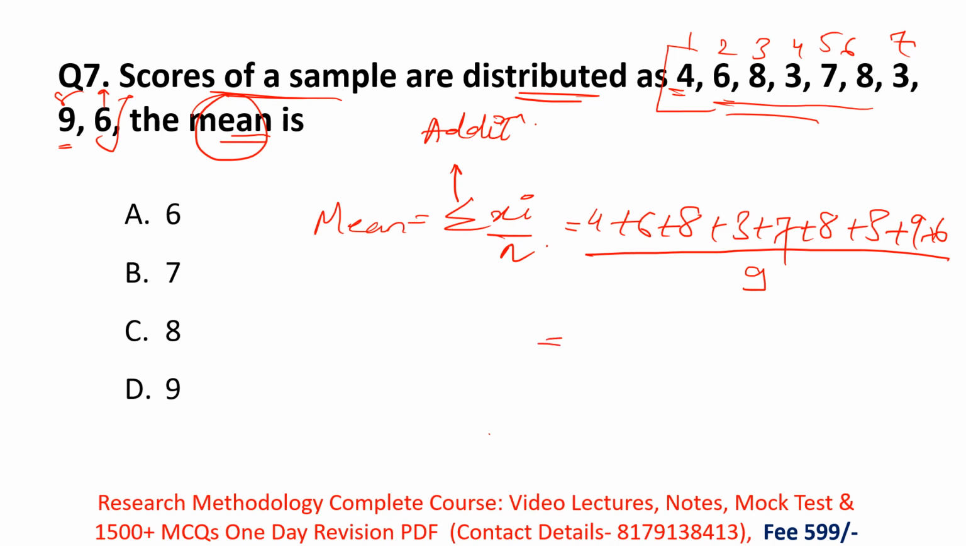Add all these terms and you will get 54 divided by 9. So 9 ones are 9 and 9 sixes are 54. So what will we get? 6 as the mean. So here the mean value is 6, which means the average score of the sample is 6. That's why the correct option is option A, 6.